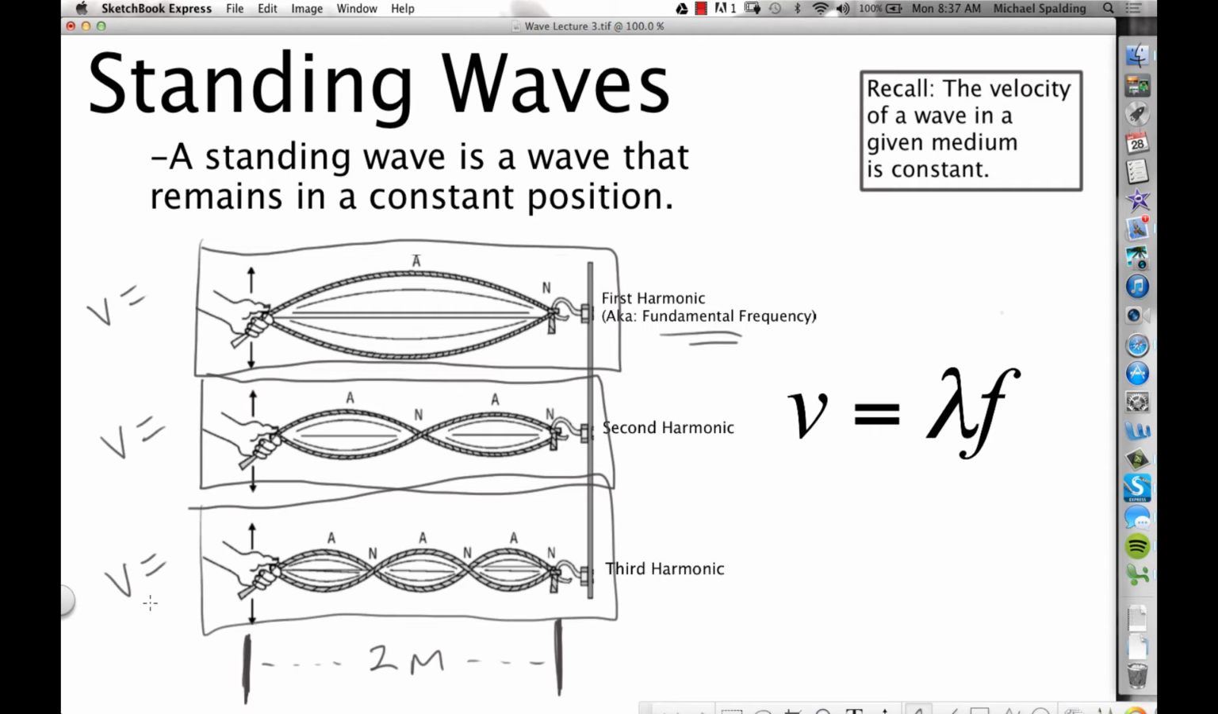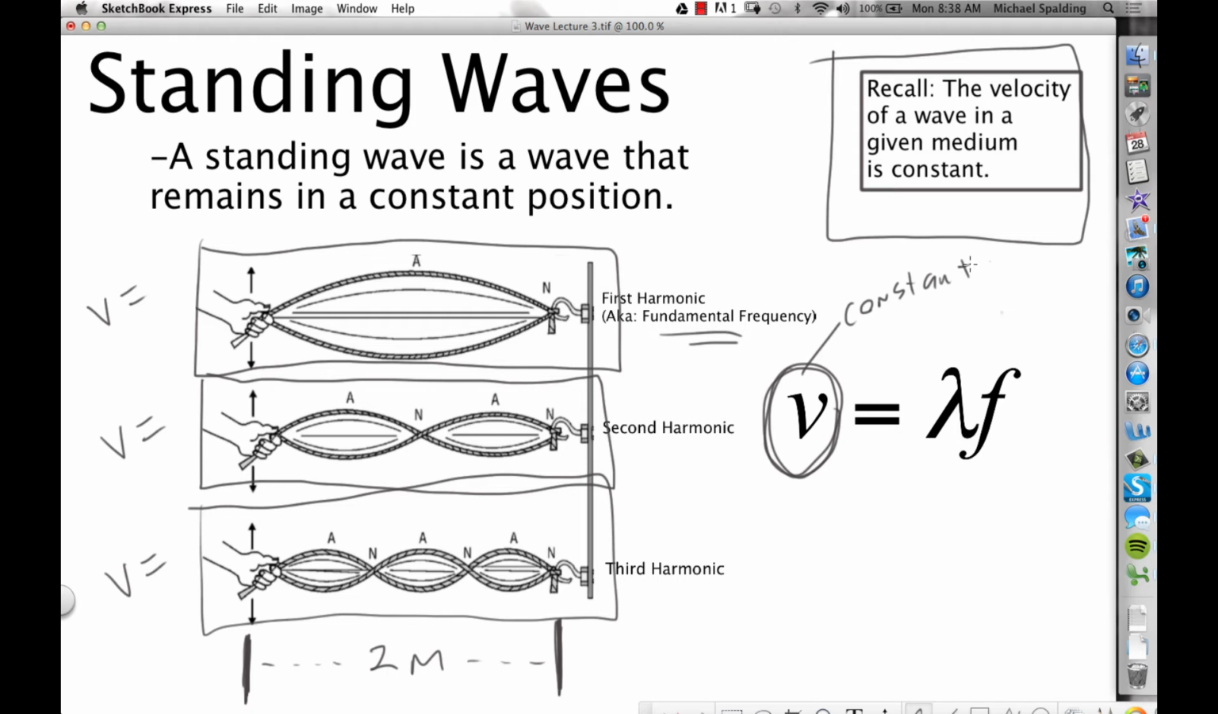Guys, what's true about the velocity of the wave for all three of these? They're the same. The velocity of the wave depends upon the medium, which is the string here. Is the string changing? No. So the velocity of the wave stays constant. I even put that up here. If the velocity is constant, what must be the relationship between wavelength and frequency? As the frequency goes up, the wavelength is going to go down, and vice versa.